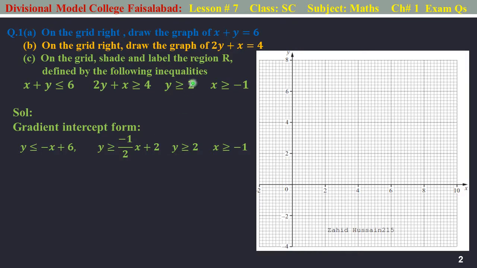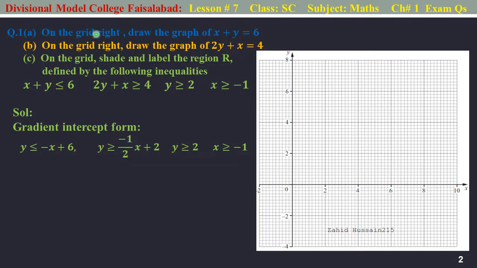And this is the third inequality, and this is the fourth inequality. This inequality has only one variable, and this inequality has only one variable. So the associated equation of this inequality will be a horizontal line, and the associated equation of this will be a vertical line. Now let's plot these inequalities.